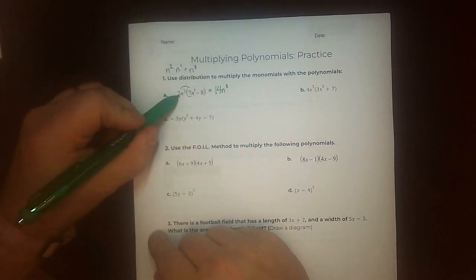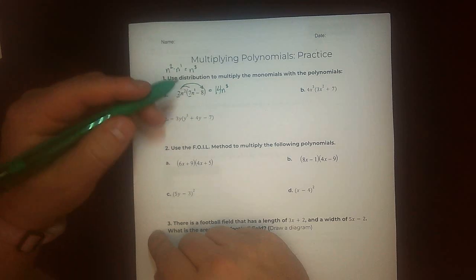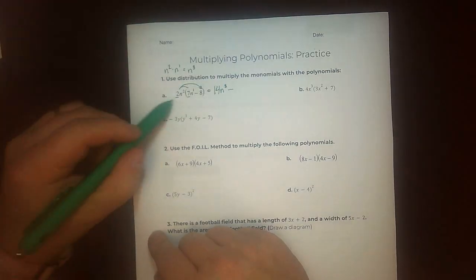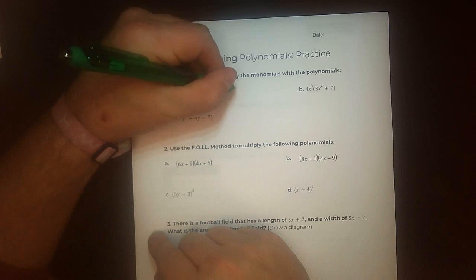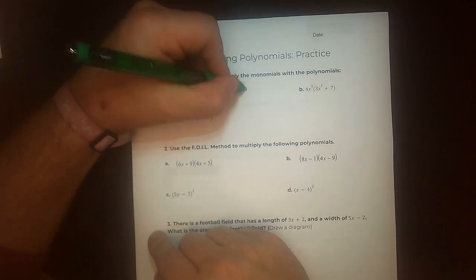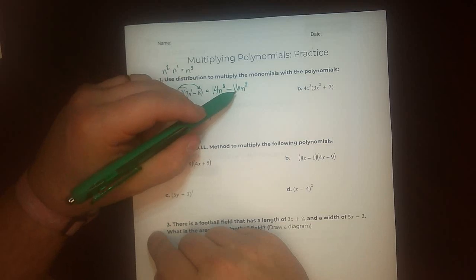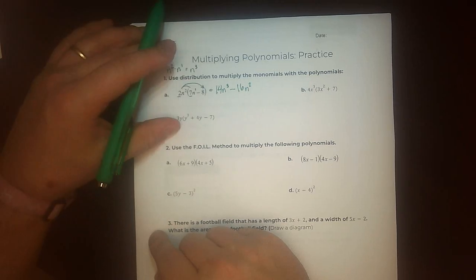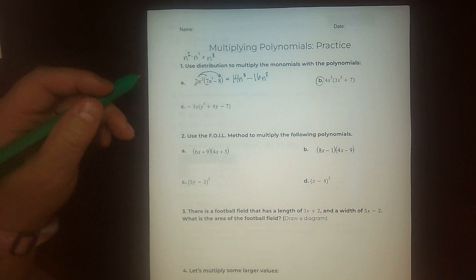Now we have 2n squared times negative 8. Now notice, we already know this is going to be negative because it's positive times a negative. Now what is 2 times 8? Well, we get 16. Then this n squared can't really go with anything, so we just bring it over. So 14n to the third power minus 16n squared is what we get. Okay, B you're going to do on your own. And now let's do C.